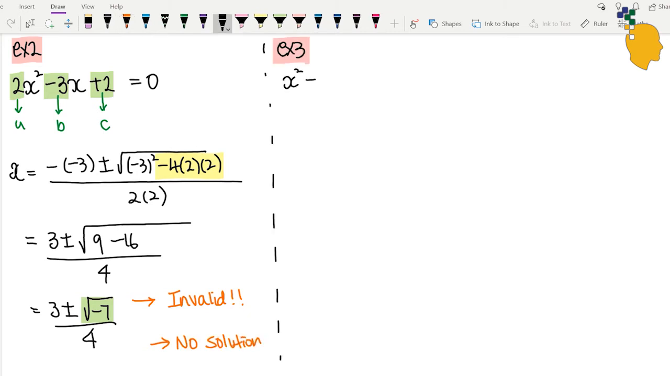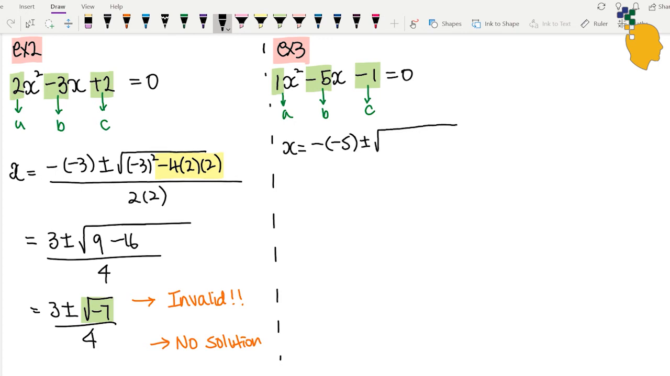Let's move on to example 3. We have x squared minus 5x minus 1 equals 0. So a is the coefficient of x squared, which is 1. b is the coefficient of x, which is negative 5. c is the constant number, which is negative 1. Substitute these into our formula. It'll be x equals negative 5 plus minus root negative 5 squared minus 4 times 1 times negative 1 over 2 times 1.